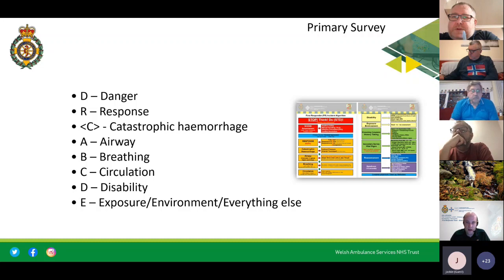Catastrophic haemorrhage, again, nothing will change. We need to recognise a significant bleed that is going to kill that patient. When we go into circulation, we'll talk about blood volume, and that shows how important catastrophic haemorrhage control is when we talk about how little blood they have from newborn and up.